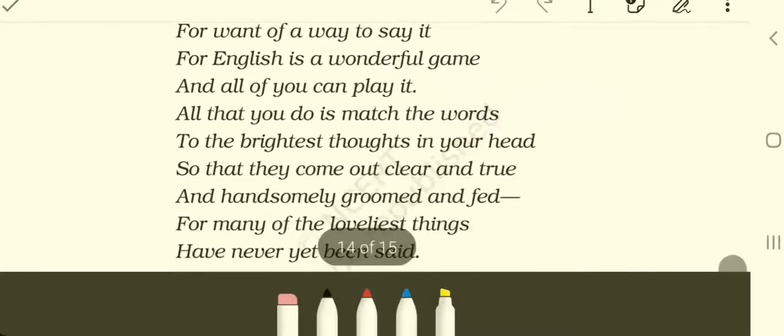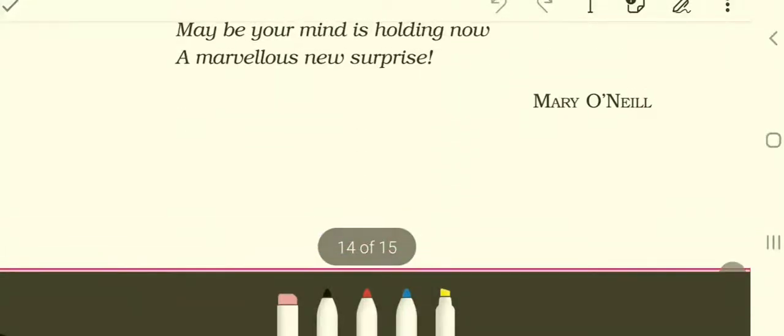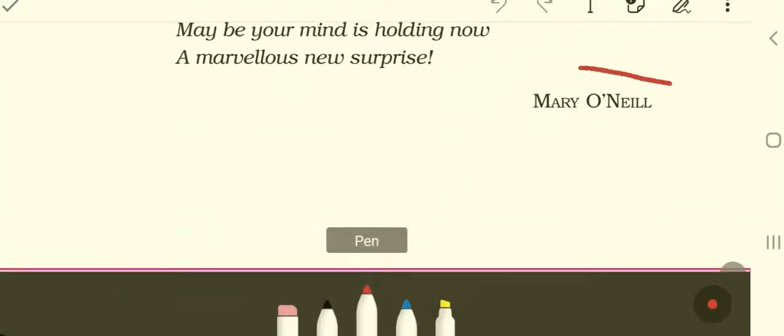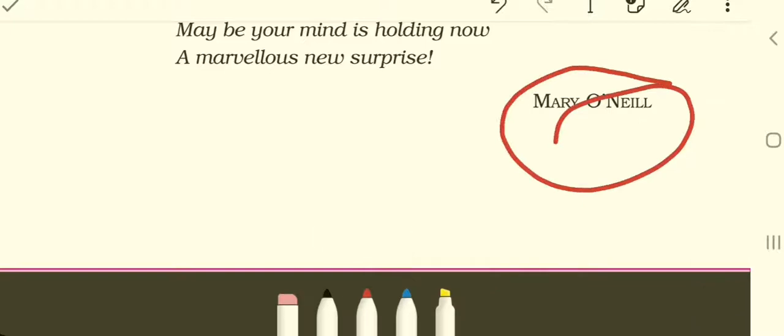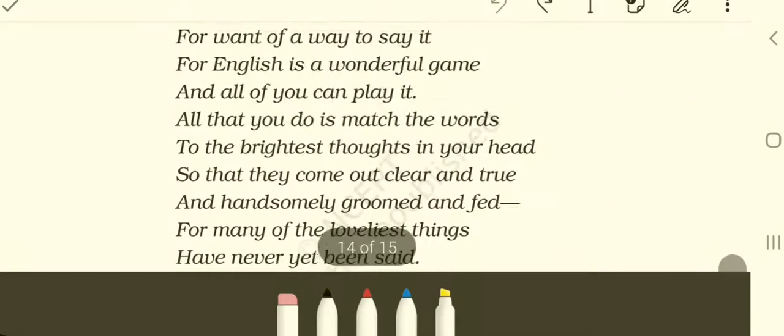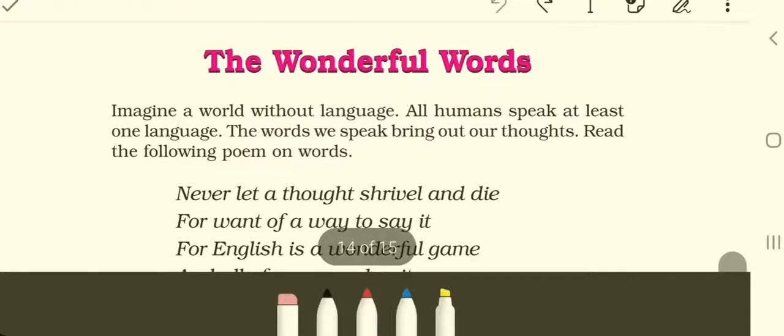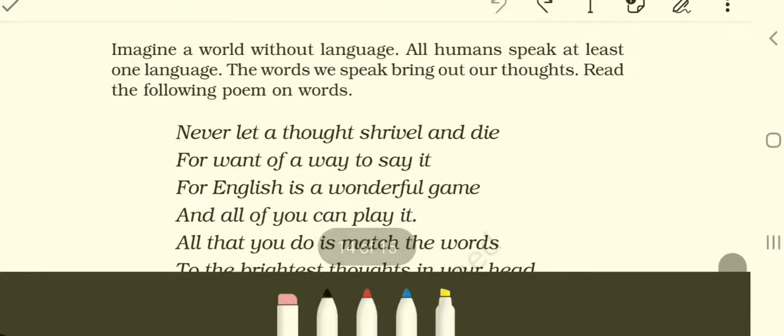So who wrote this poem? Let's find out. This poem is written by Mary O'Neill. Let's read. If you remember, the question answers pertaining to this lesson have already been solved. I'm just rehearsing it because these two poems are quite wonderful and I thought you should have a deeper understanding of these poems.